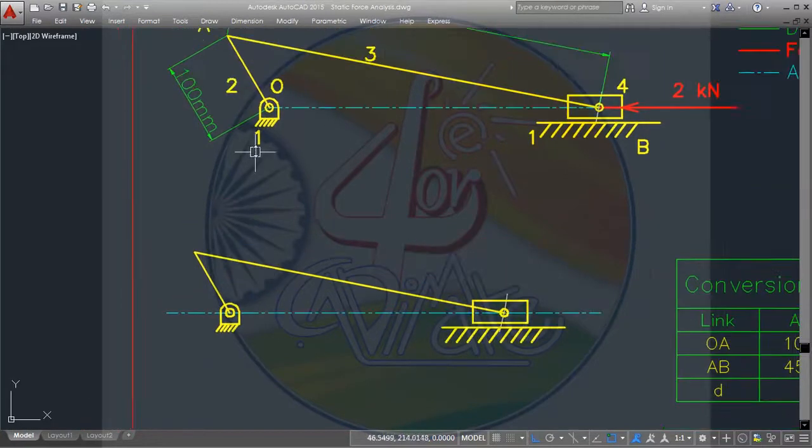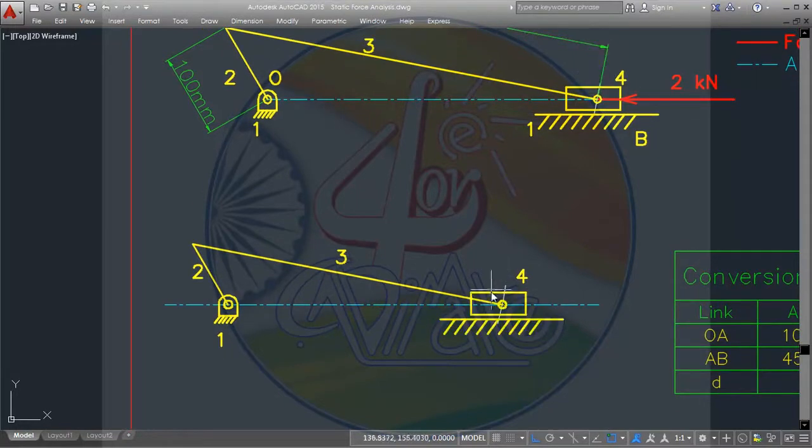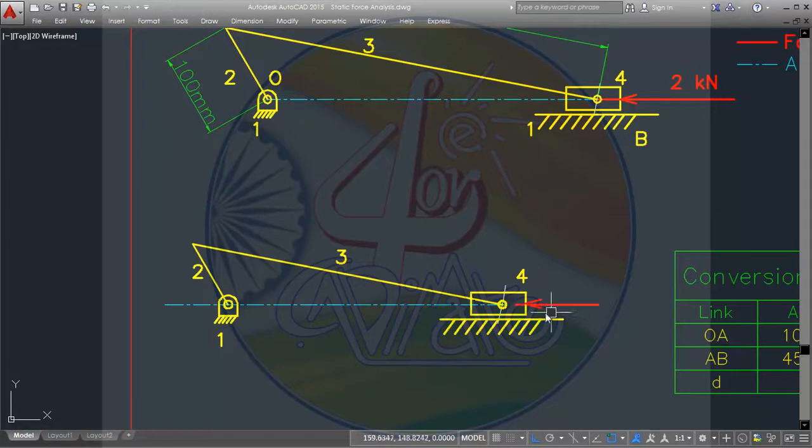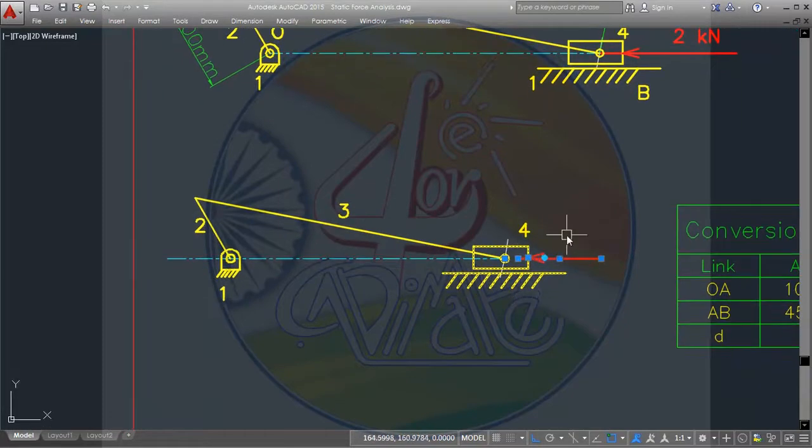Now on this, we have to give all the numbers. So this is link number 1, this is link number 2, this is link number 3, and this is link number 4. Fine. Now our force, whatever force we have, where it is acting? It is acting here. Correct? The force is acting here. It is acting in this direction. So now we have to start with this object.